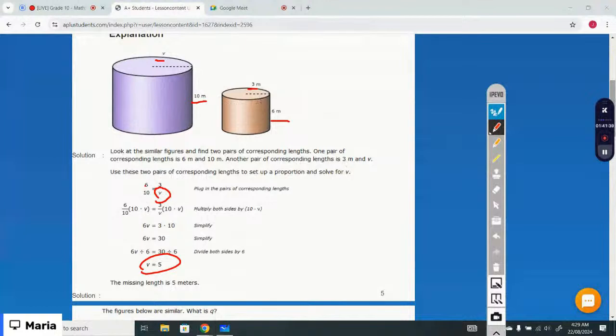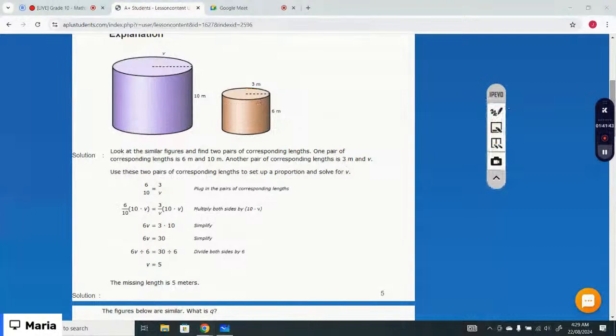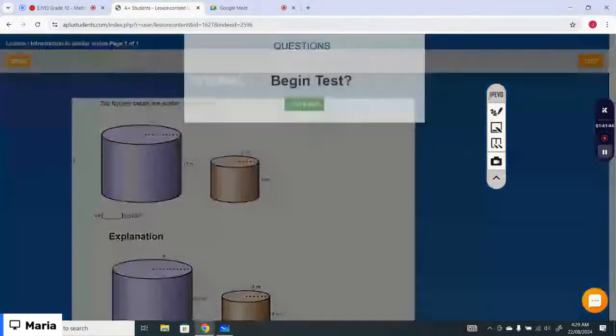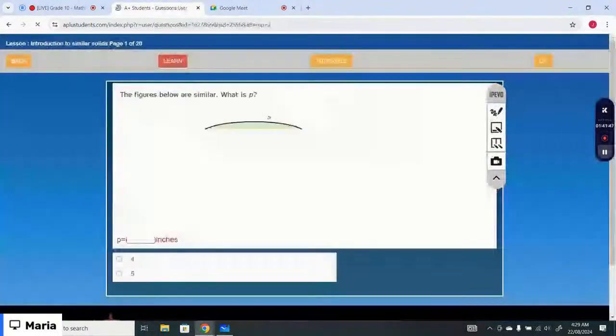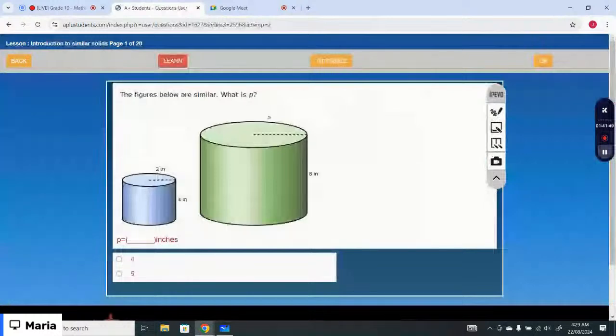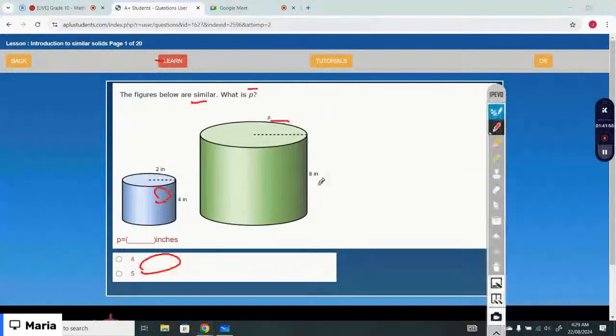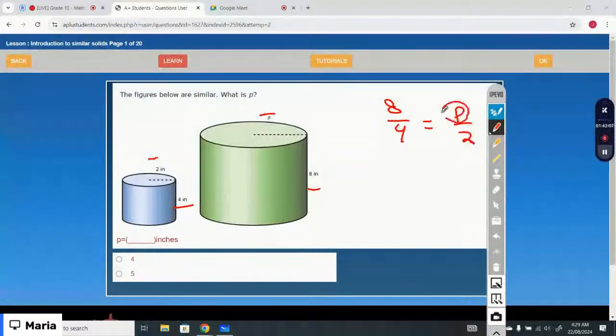Okay, let's just start with the test questions. Okay, the figures below are similar. Find the ratio between the corresponding sides. So these are the corresponding sides, that is 8 over 4, and make another ratio of the corresponding sides, that is P divided by 2. You have to solve this equation for P.